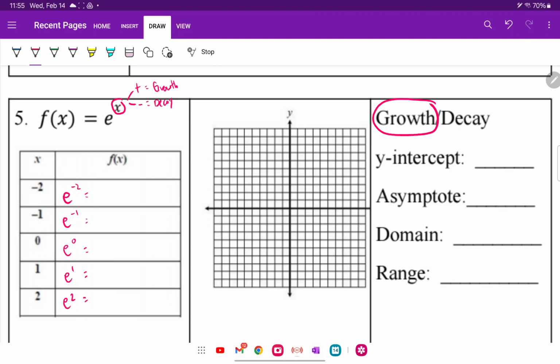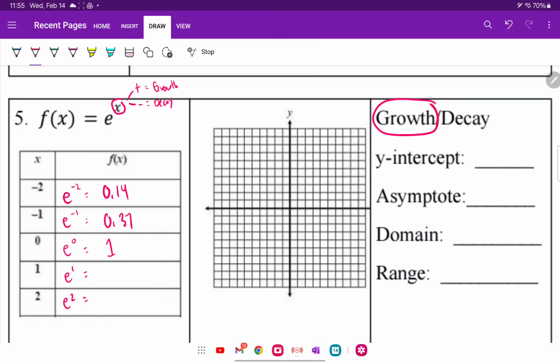Our first one is -2. I type that in. And I'm just going to round this to like 2 decimal places. So it says 0.135. So that's going to be 0.14. All right, I'm going to do e to the -1 now. That's going to be 0.367, so 0.37. Anything raised to the 0 power is 1.